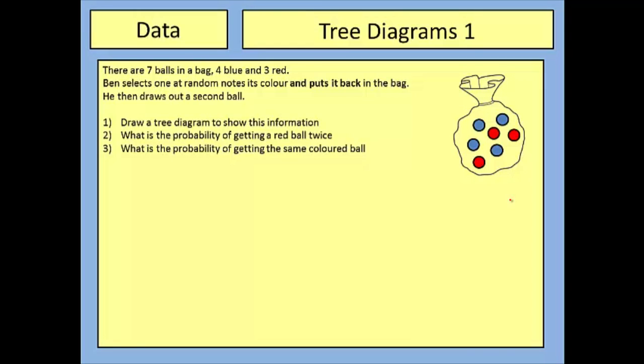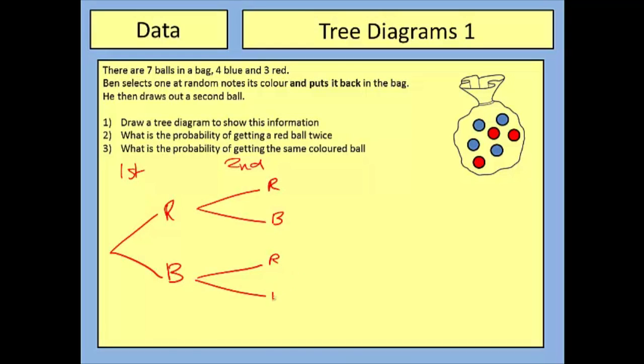Okay, the way to set this one up then is, first of all, Ben takes his first pick, and a couple of things can happen. He can either get a red ball or a blue ball out of the bag. Then he has a second pick, and again a couple of things can happen. He can either get a red ball or a blue ball, a red ball or a blue ball. Now the important thing in this question, and it will state this very carefully, is he puts it back in the bag. So at no point will my probabilities change.